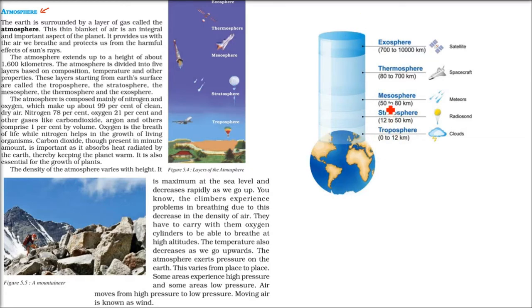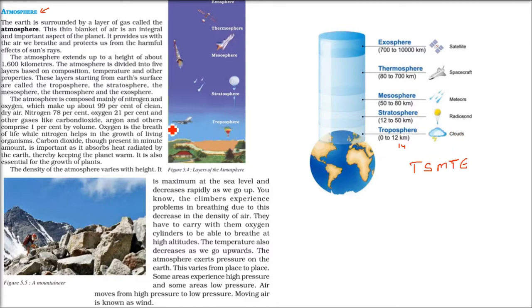So what are the parts? Troposphere, stratosphere, mesosphere, thermosphere, exosphere. You can remember it like this: TSMTE, troposphere, stratosphere, mesosphere, thermosphere, exosphere. So 0 to 12 or 0 to 14 kilometers, because this keeps on changing, is the troposphere. All the clouds and all the climatic situations arise here.